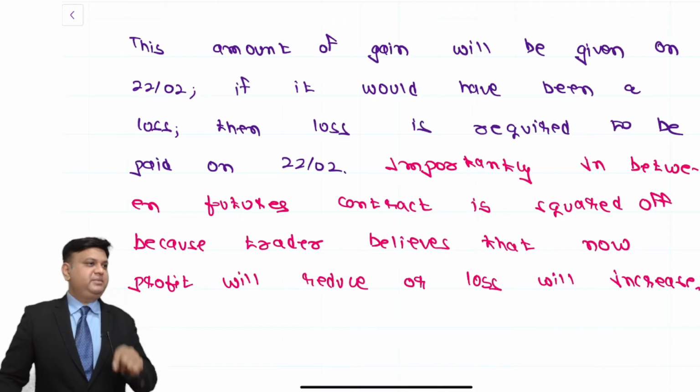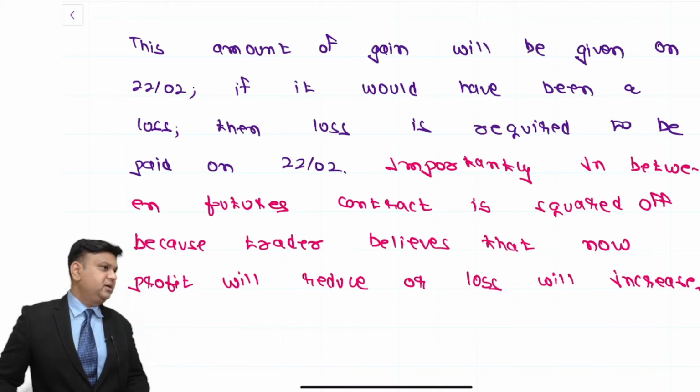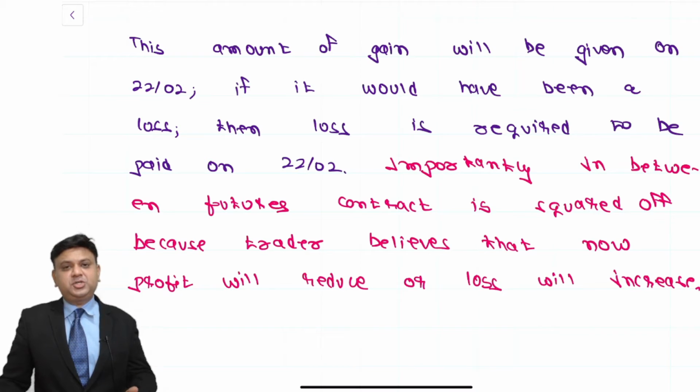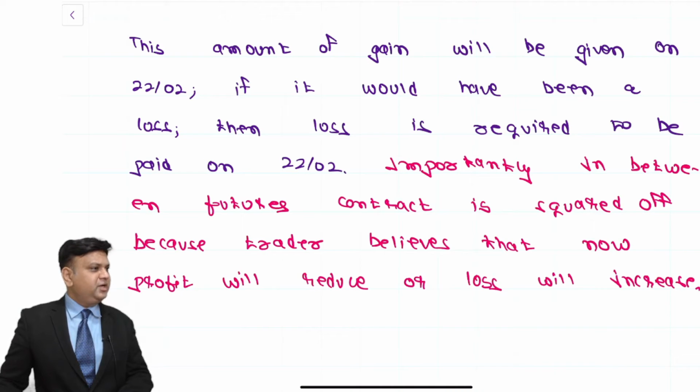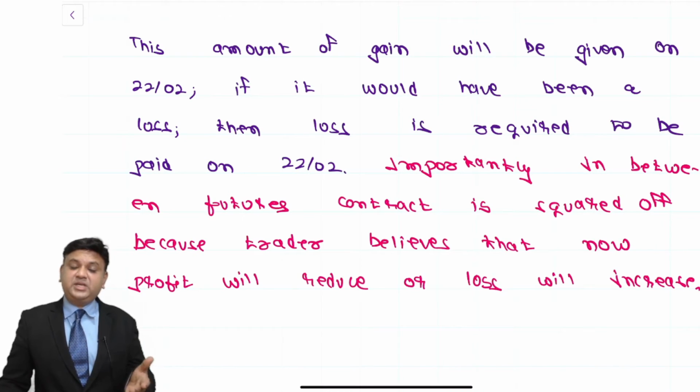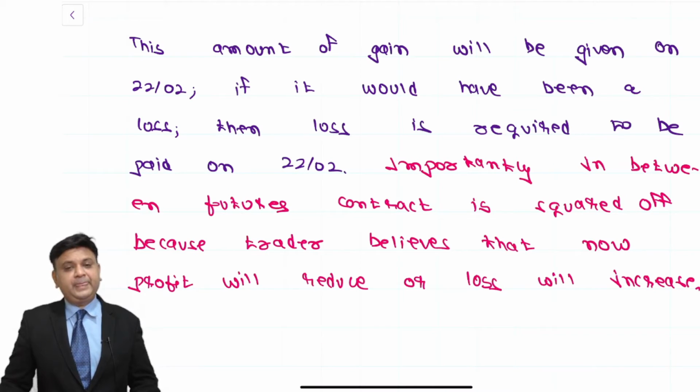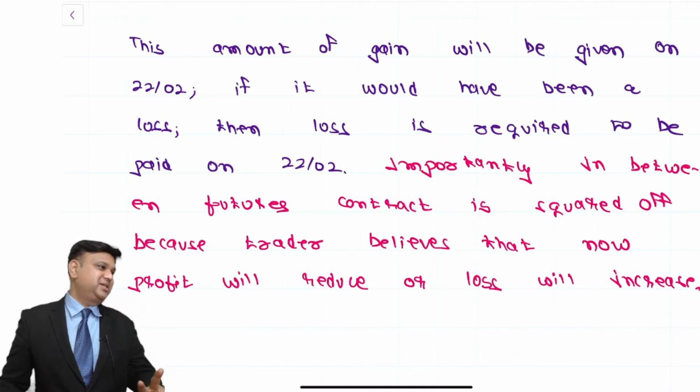So friends, what happens when you are squaring off the futures contract at that point of time, it may happen that you have a profit situation, and you are expecting that the profit will not increase further, so you square off. You square off in a loss situation too, because you expect that your loss will further increase if you do not square off right now. And understand friends that square off means entering into the reverse of the original transaction.